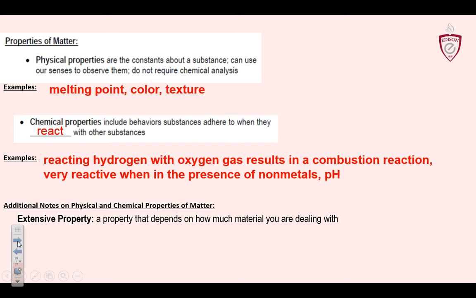There's two classifications of properties. Extensive, a property that depends on how much material you're dealing with, like energy, mass, or heat. How many rocks are we talking about? We're talking about one rock or a million tons of rocks.